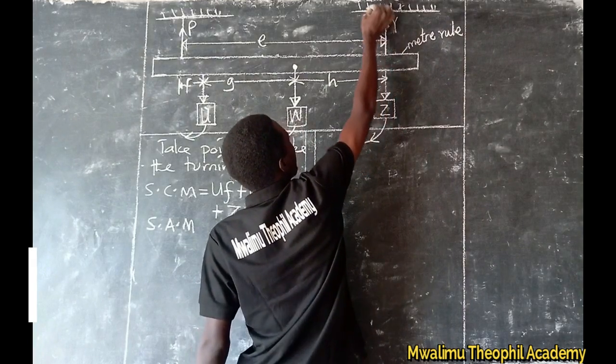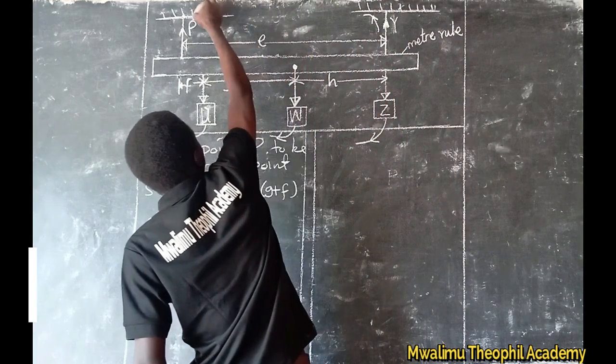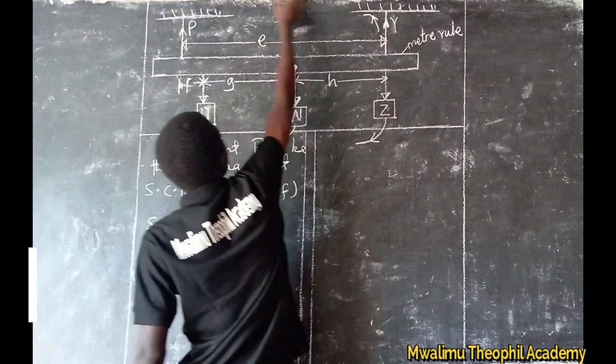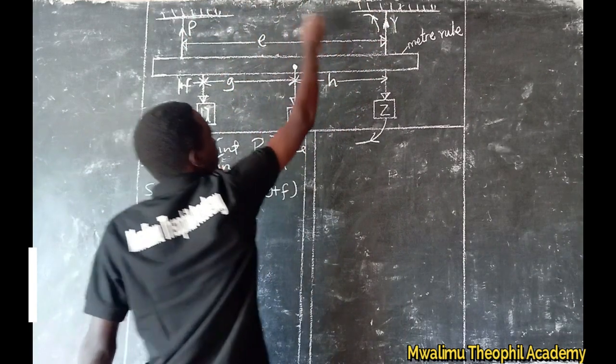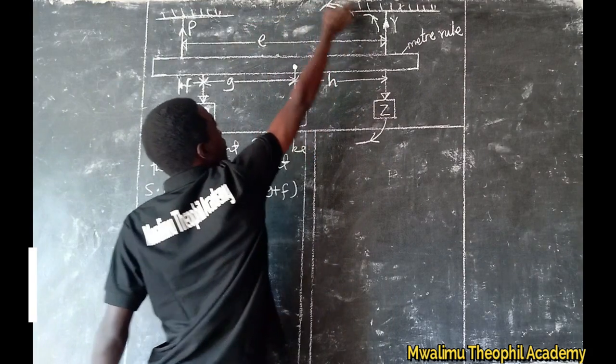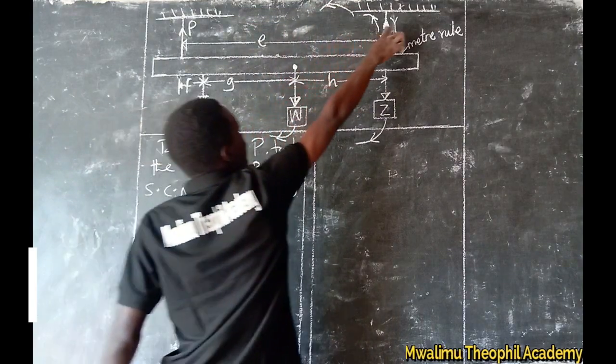As it points upward, it will be moving this way towards the turning point. This is the anticlockwise direction, as you see, this way. Anticlockwise direction, due to force Y.